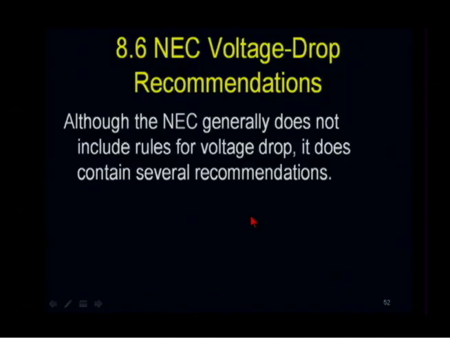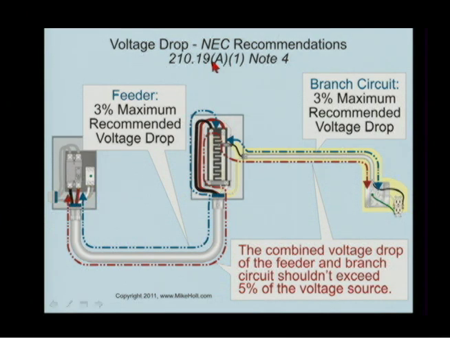Let's take a look at this graphic here. In this graphic, this 210.19(A)(1) Note 4 only applies that the branch circuit is 3% and the feeder combination is 5%. The reference about the feeder being able to be 3%, this rule is going to be 215.2(A), Note 2. Yeah, Note 2. 215.2(A) Note 2 says that the feeder can be up to 3%, but then the combination cannot.